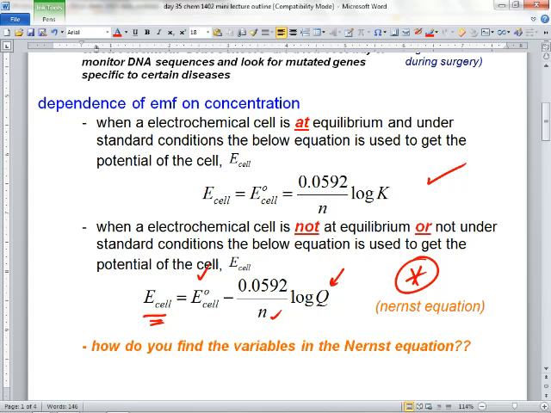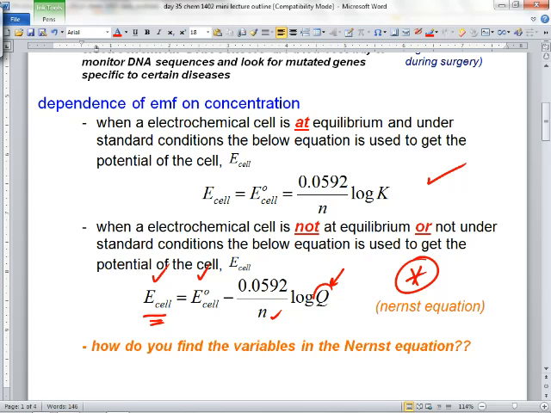And how'd you write the Q expression? It was just products over reactants. It's the exact same as what expression? K. So that means you leave out what and what? Solids and liquids. Okay, so you just write the K expression, except you're not at equilibrium. You're not at standard conditions. Use a Q instead. So what I'm saying is that you measure all this stuff, or you figure it out.